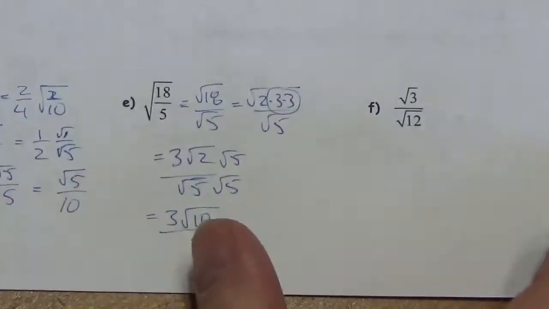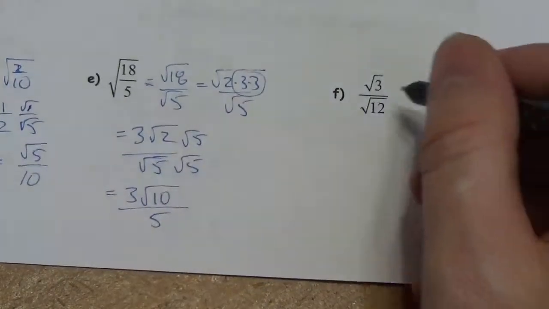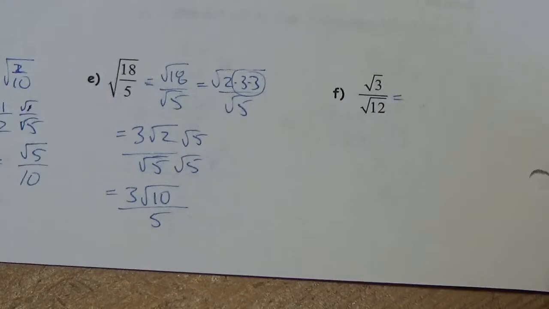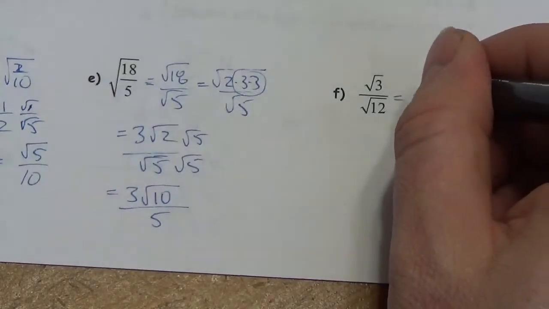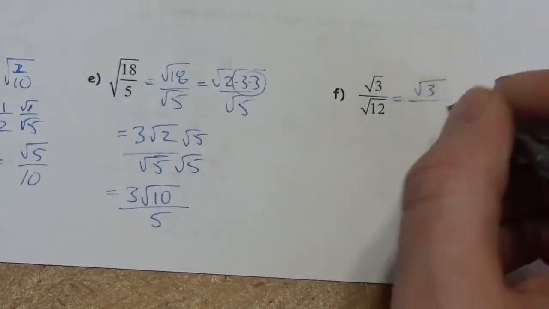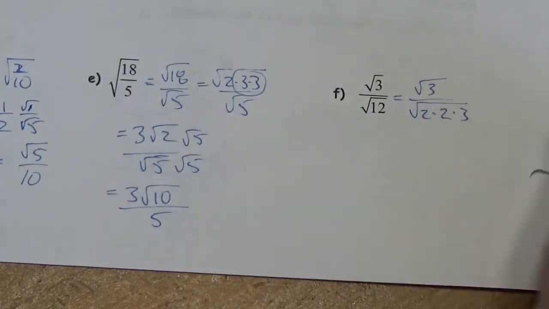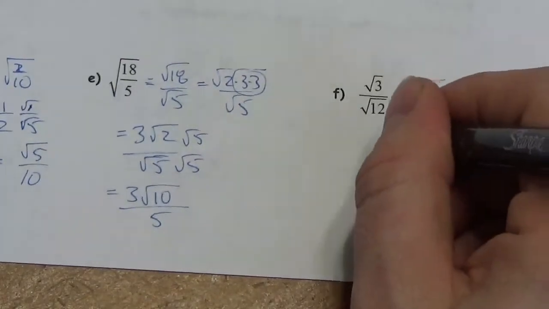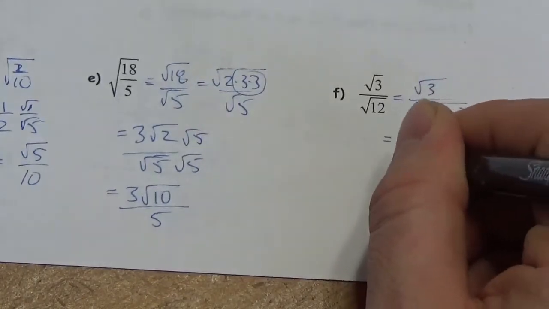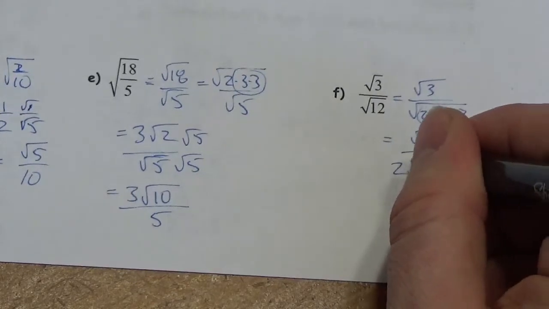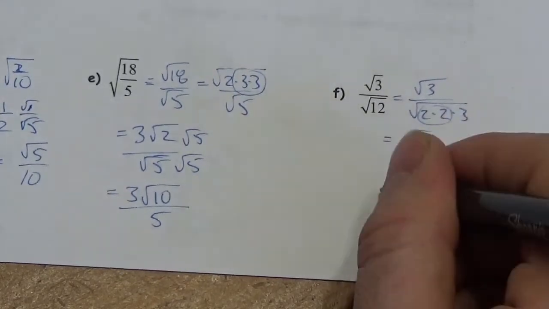Okay, one more. Root 3 over root 12. Well, what I might do here is simplify that root 12 to start off with. So remember, 12 is the same as 2 times 2 times 3. So I know that there's a pair of 2's there, so this becomes root 3 over 2. I'll take out a representative of that pair of 2's, put it out front, just a single one, and I get a root 3 there.